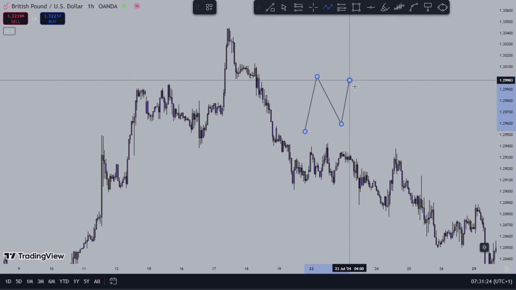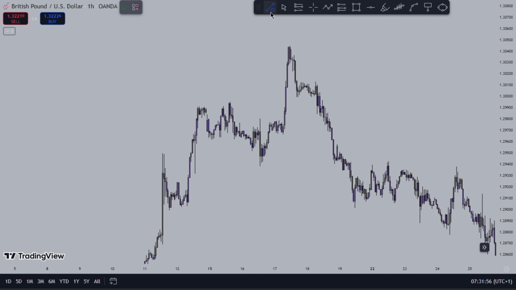So now that's what we're going to do in this next scenario. In this next scenario, you can see that this is our most obvious break of structure, which is this guy here. So now, how do you know that this break of structure is valid or invalid?